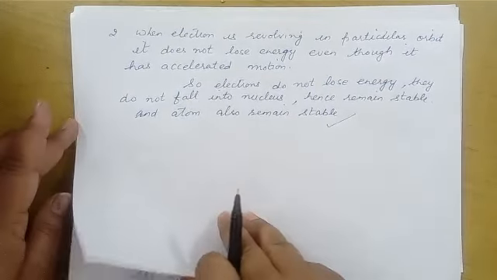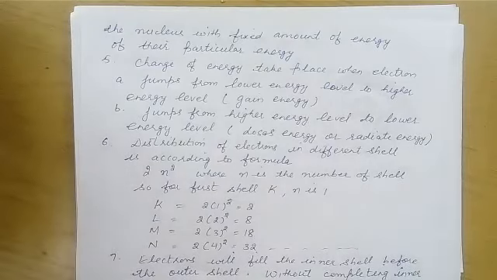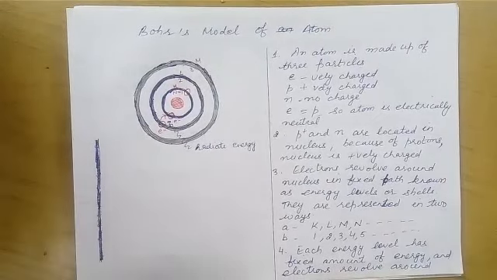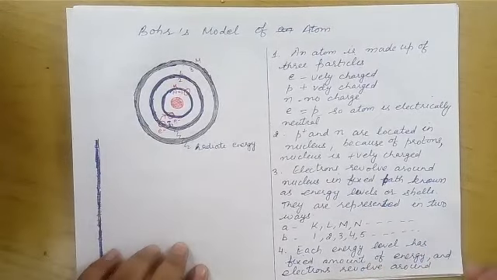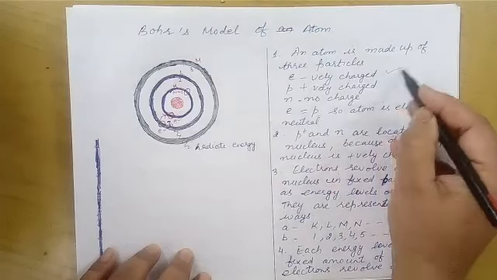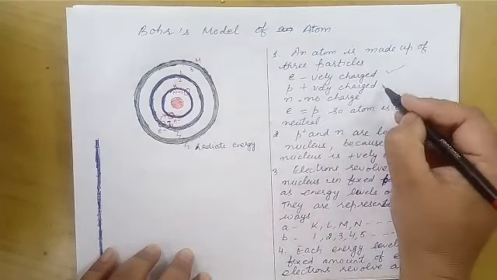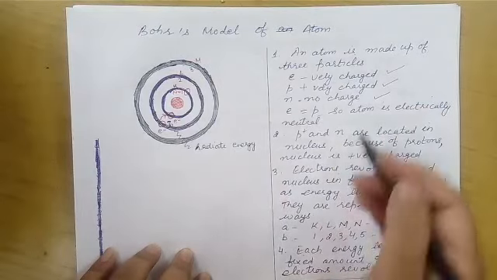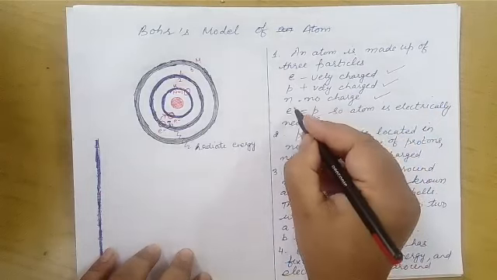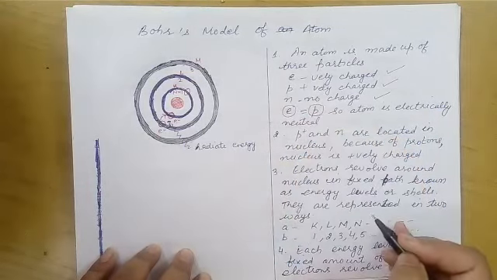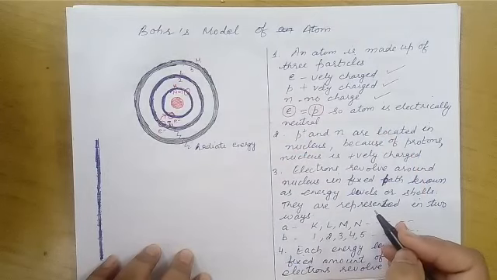Now let us discuss Bohr's model of atom. According to Bohr, an atom is made up of three particles: electrons, negatively charged, protons, positively charged, and neutrons. In a neutral atom, the number of electrons is always equal to the number of protons. That is why the atom is electrically neutral.